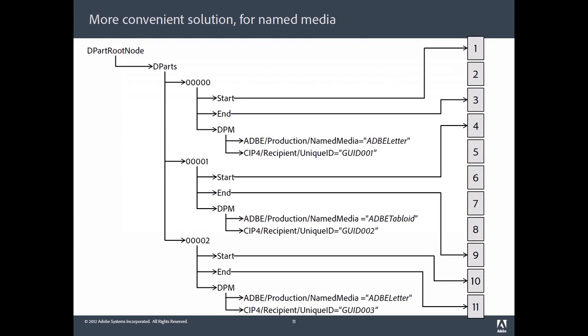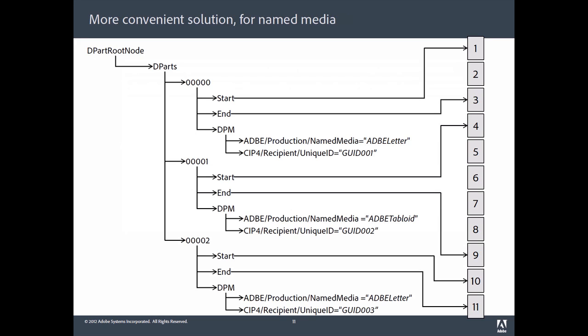Let's look at another way of solving this problem based on the same example. I've changed my DPART metadata here. Actually, I've supplemented it. I didn't remove anything, but this is just an abbreviated version of what I've got in my PDF file. What I've done here is I've added an extra key called named media, and I've given it a value. I've given letter to the first one, I've given tabloid to the second one, and I've given letter again to the third one.